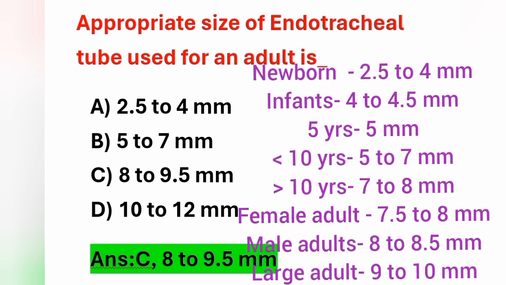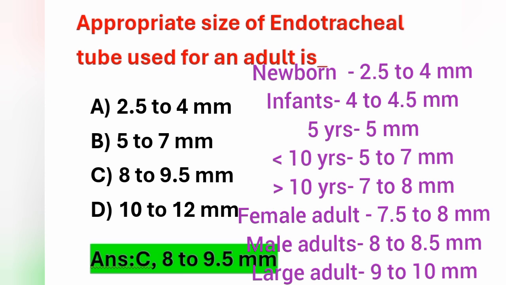Size of endotracheal tube for different age groups we can see. It is an important point. For newborn 2.5 to 4 mm. For infants 4 to 4.5 mm. Up to 5 years, 5 mm. Then from 5 years to 10 years, 5 to 7 mm. Then after 10 years, 7 to 8 mm.